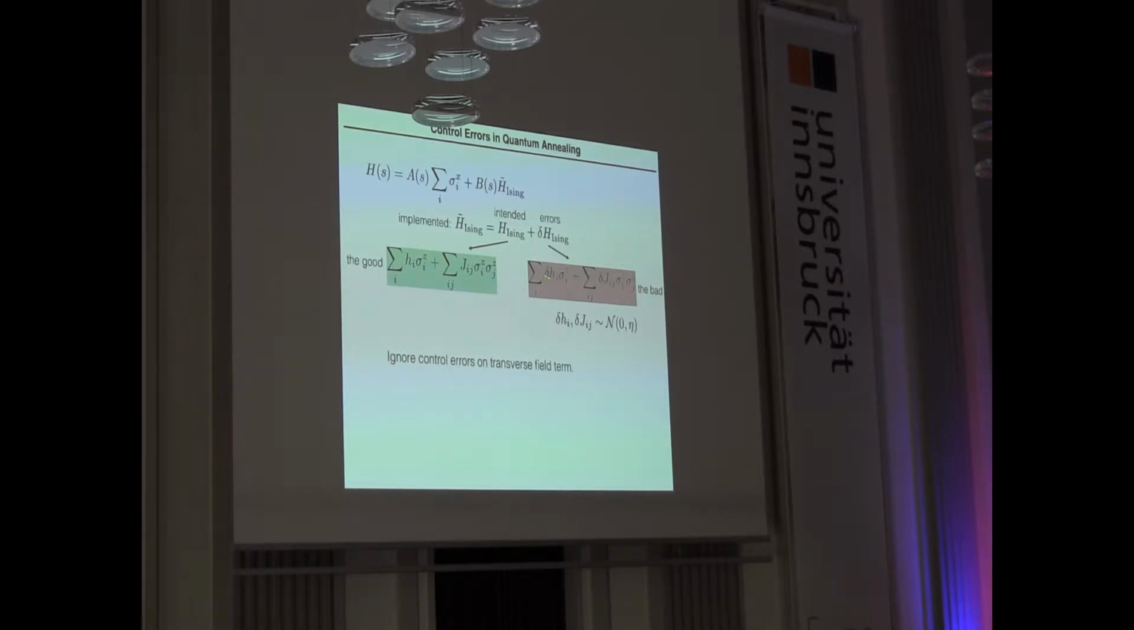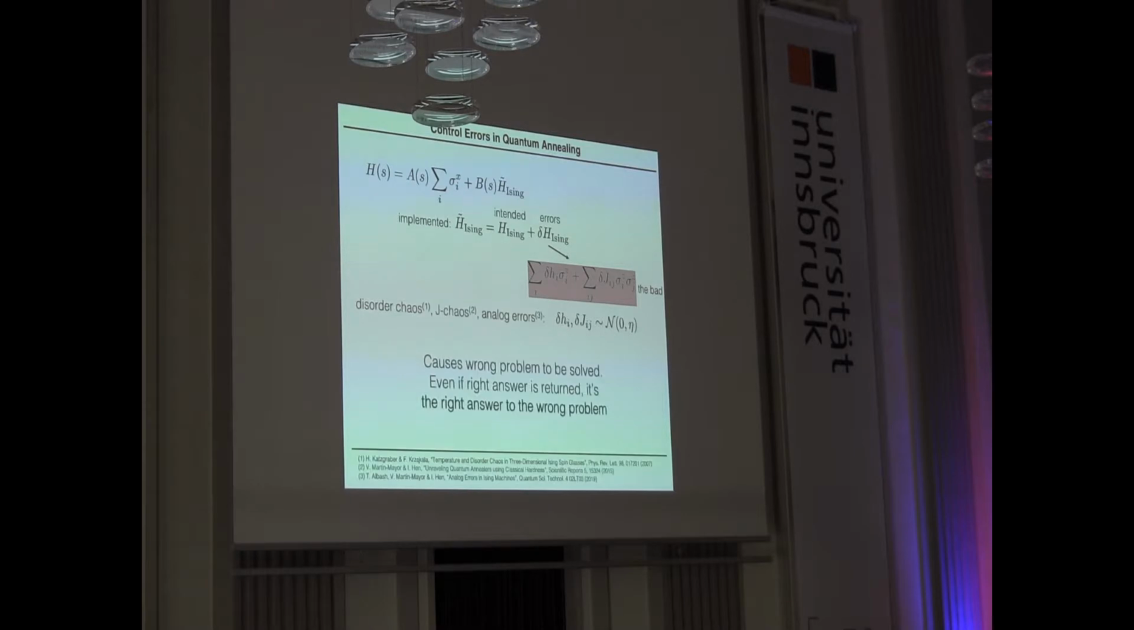The bad is some control error on the sigma z's and another control error on the sigma z sigma z terms. And let's say that these errors are Gaussian distributed with some standard deviation eta. And I will completely ignore control errors, which are certainly there as well, on the transverse field term. Those will just make matters worse.